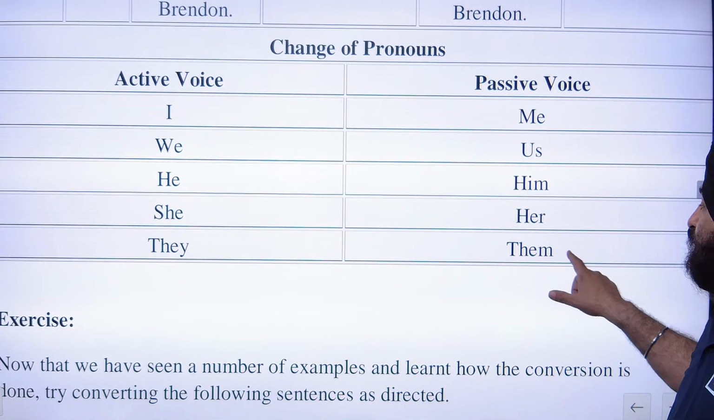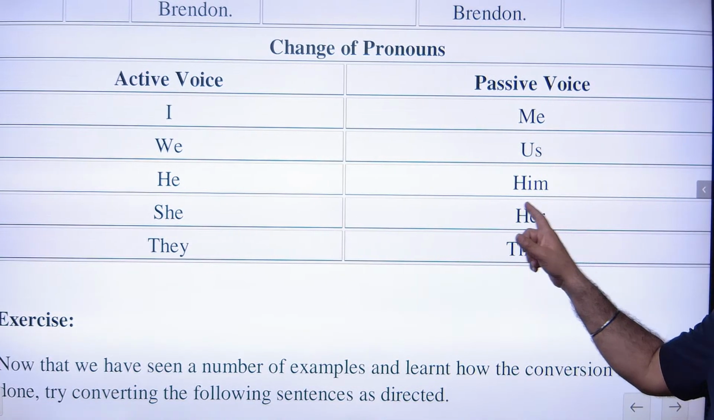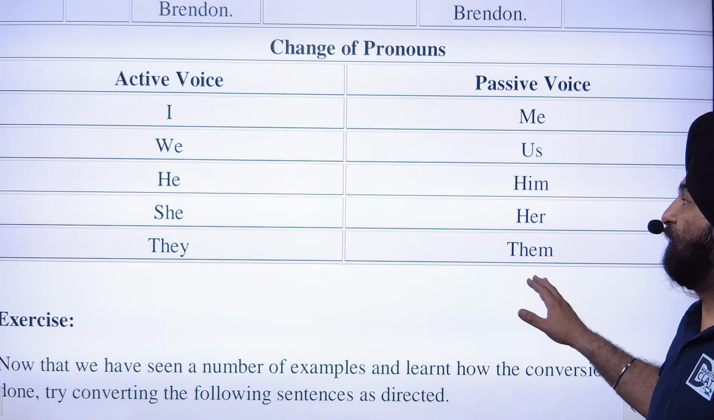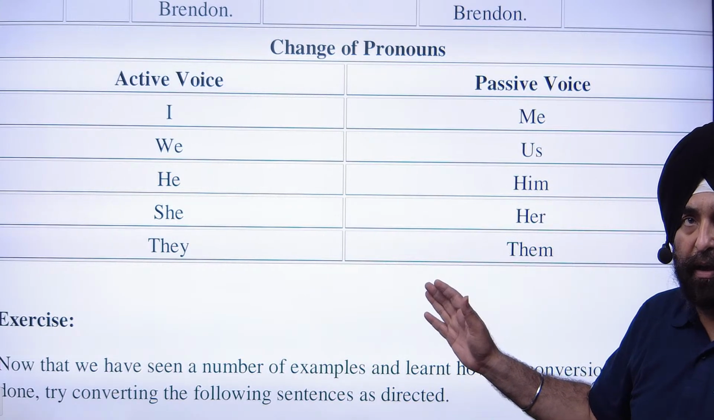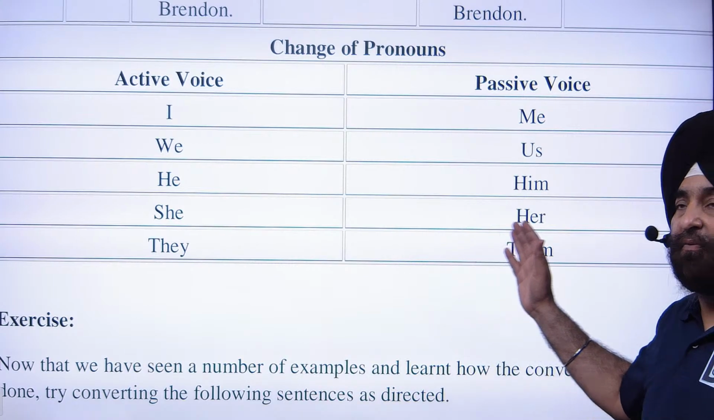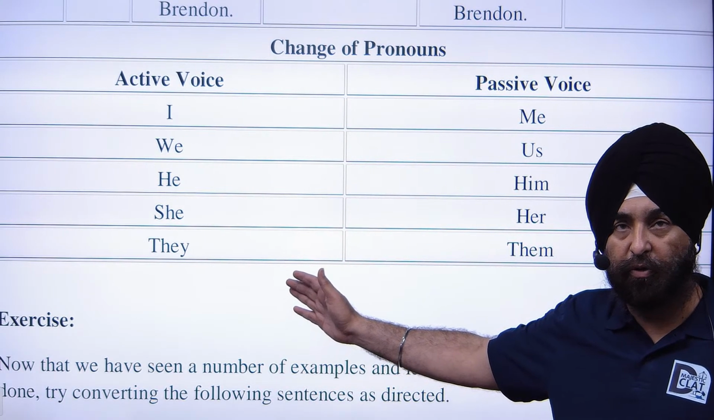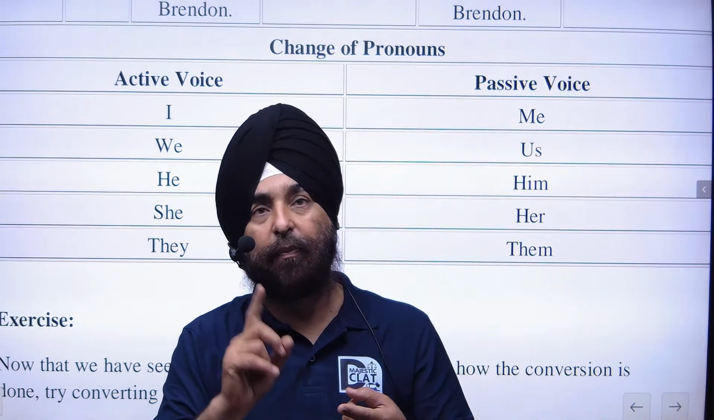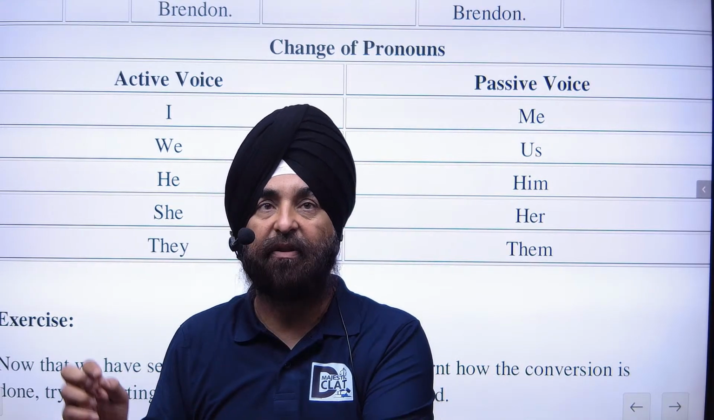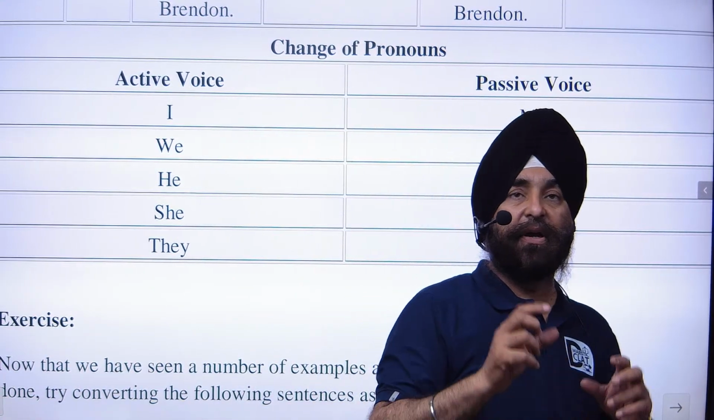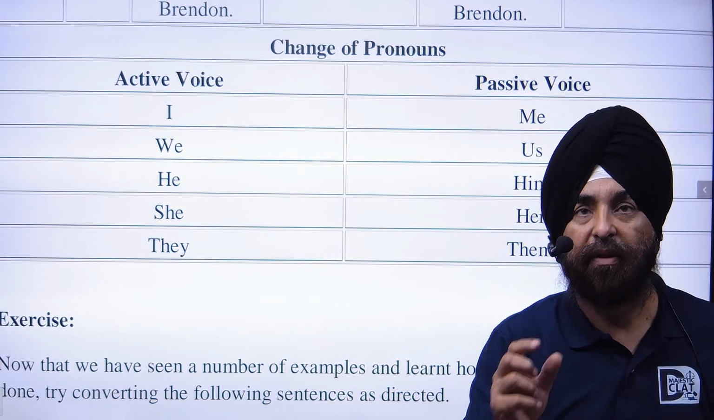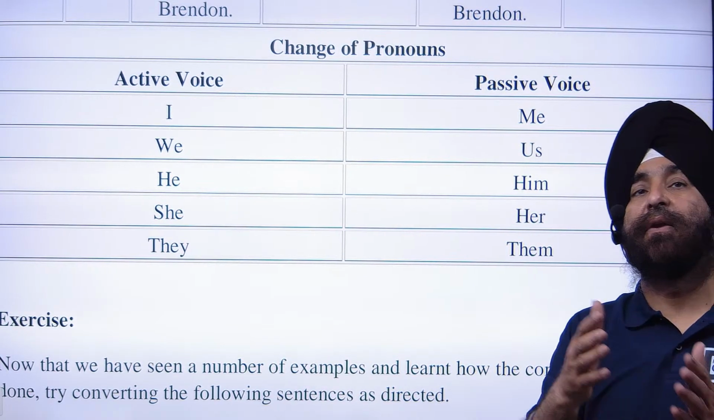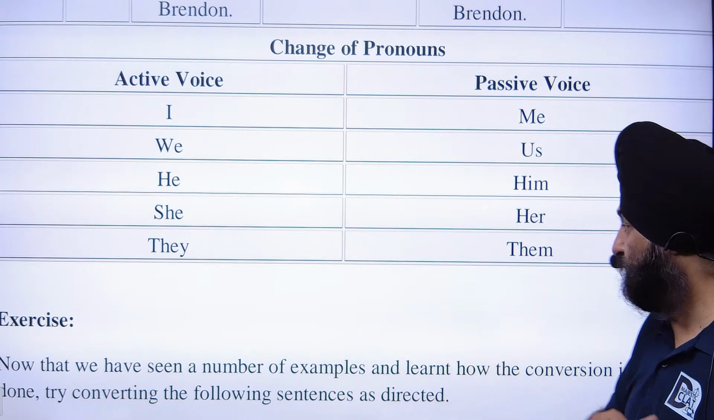They becomes them and she becomes her when we are changing from active to passive form. Or vice versa, if we are converting from passive to active, we will make use of these pronouns. So we find that there is an interchange of the positions of the subject and the object, meaning the target, the receiver. Then there is a change in the tenses, and also a change in the pronouns that we make use of when we are converting from active to passive.